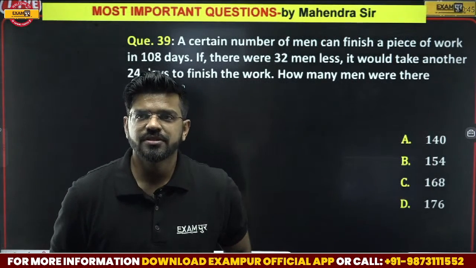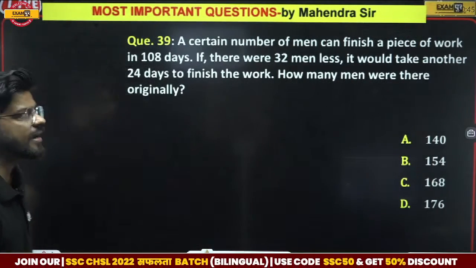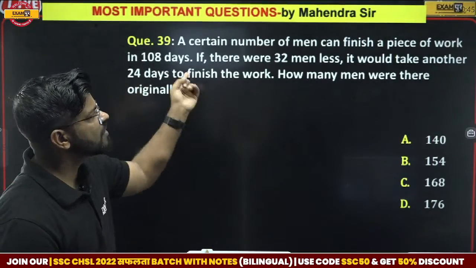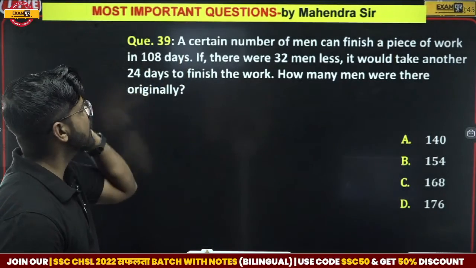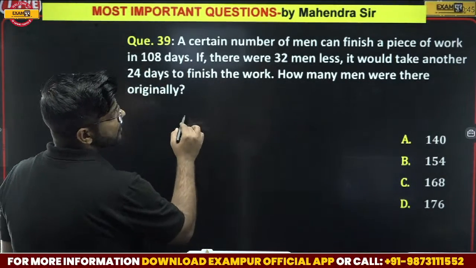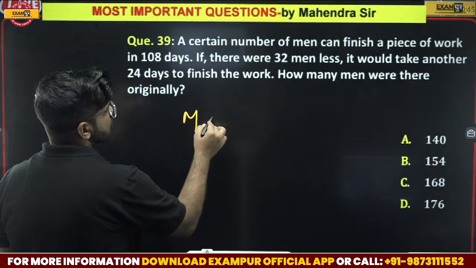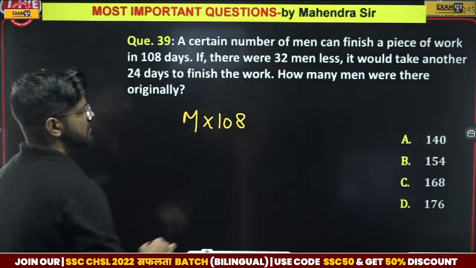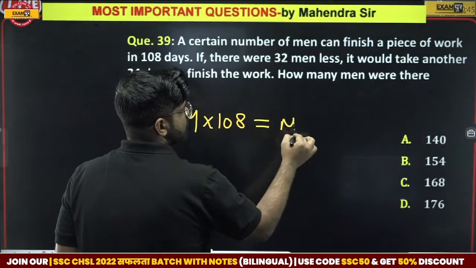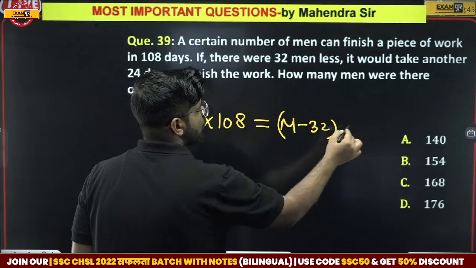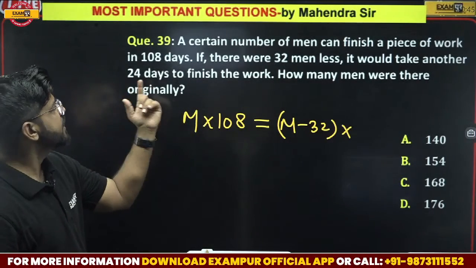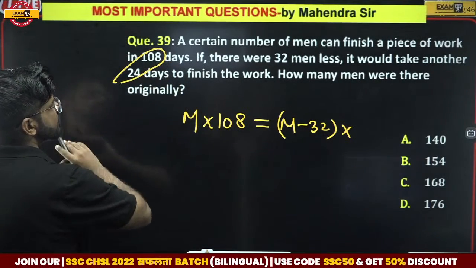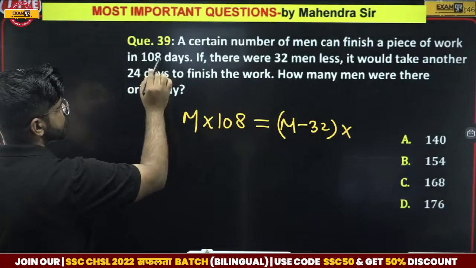Super. Let's move on to another question. Yes, Shivam, absolutely correct. A certain number of men can finish a piece of work in 108 days. If there were 32 fewer men, it would take another 24 days. So what it is saying: M multiplied by 108 is equal to M minus 32, and it will take 24 more days. So add these two, what we will get? 132.